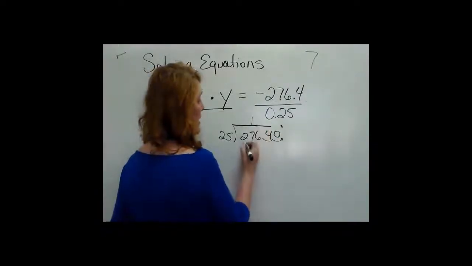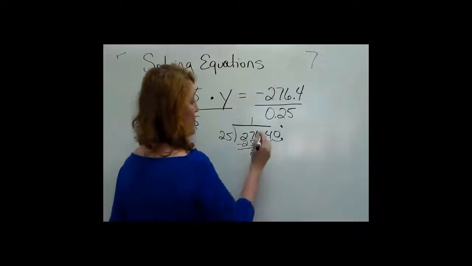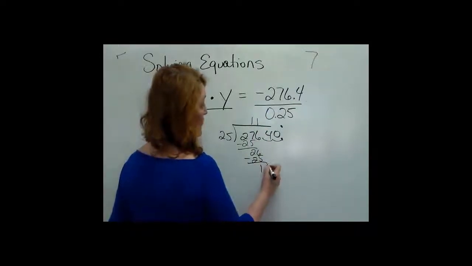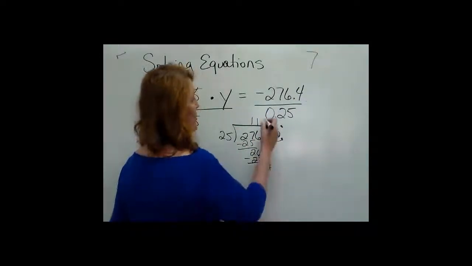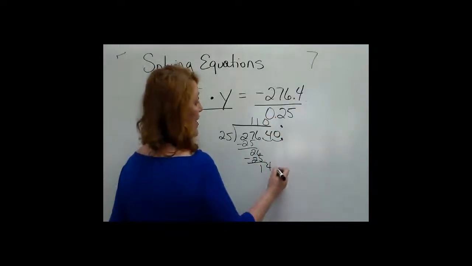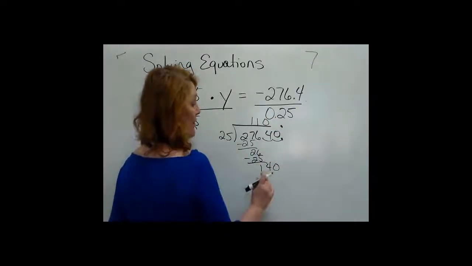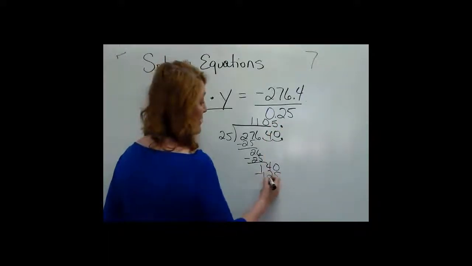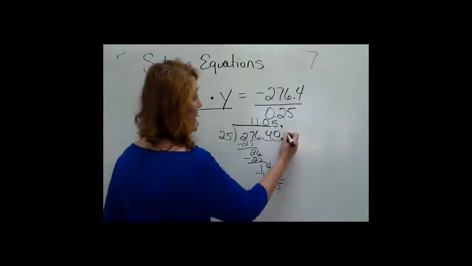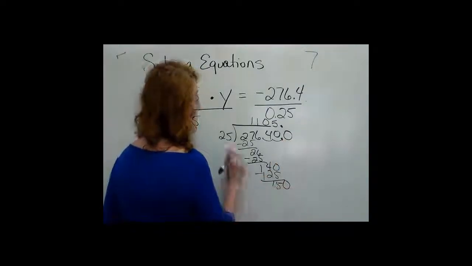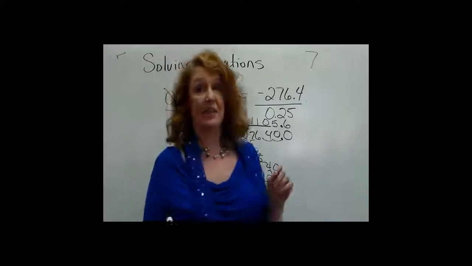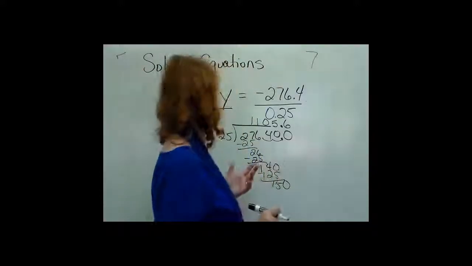25 goes into 27 once. 25, subtract, 26. 25 goes into 26 once. 25, subtract, 1, 4. 25 goes into 14 0 times. And I'm going to bring down my next 0. 25 goes into 140 5 times. That's 125. Subtract. And I get 15. I'm going to annex a 0. And 25 goes into 150 6 times equally.